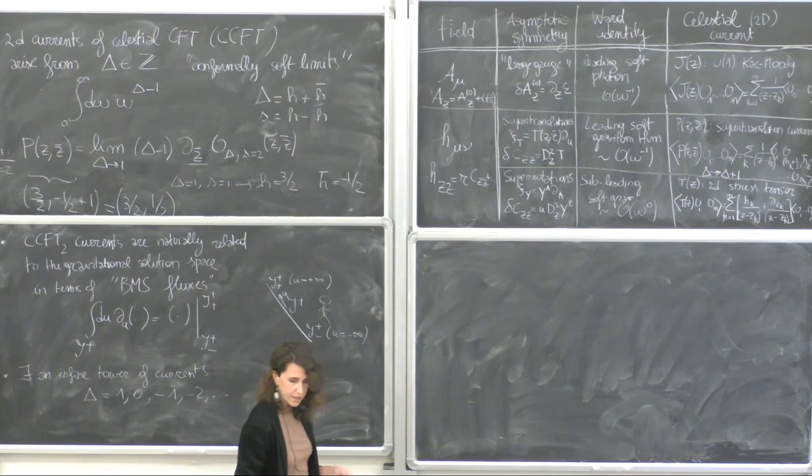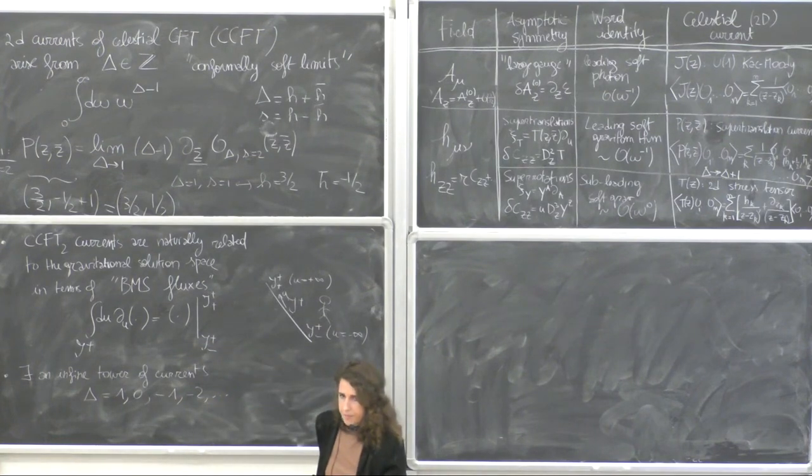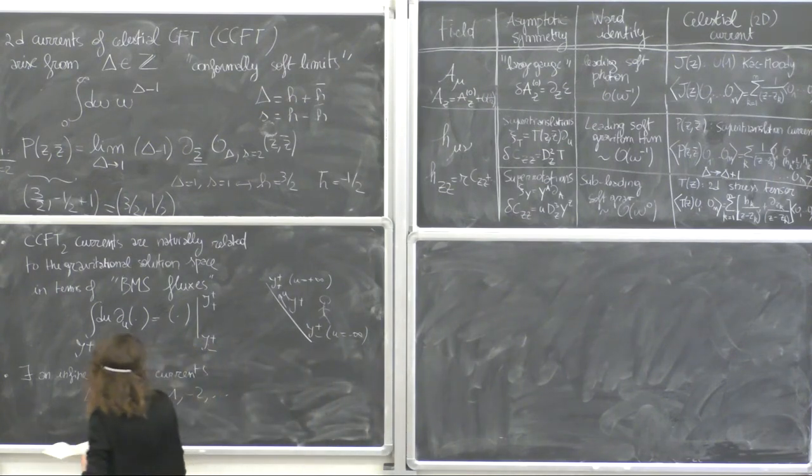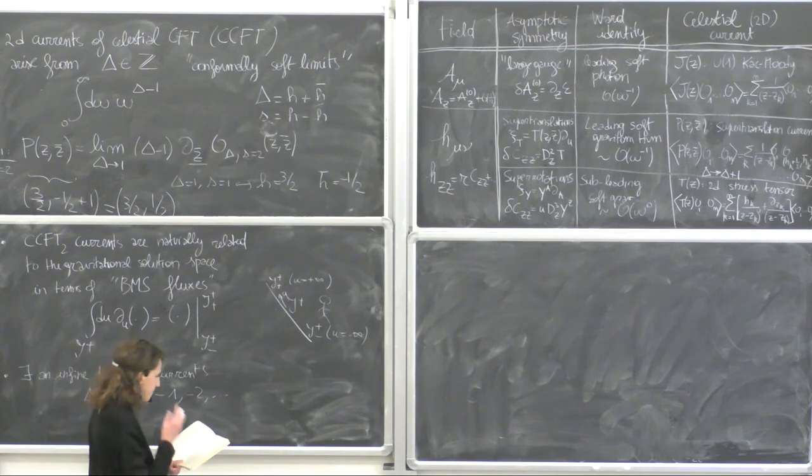Maybe another question. In light of the symmetry that we have in shifts of delta, do you have an intuition why the tower of currents stops at plus one and doesn't go to delta equal 2, 3, 4? Oh yeah, yeah. Actually, this is to be expected. The statement is that this proof of Strominger and so on was carried out for that, but when you allow for shadow transform, basically you will also allow for the other tower and so on. Yeah, that's a good point.